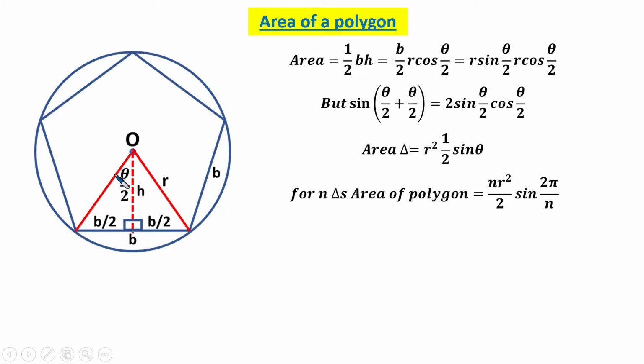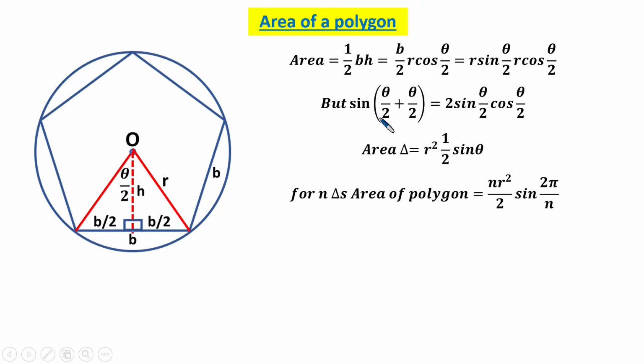Suppose this angle is theta by 2. Since sine theta by 2 is opposite upon hypotenuse r, and the opposite side is b by 2, I can write that b by 2 is equal to r times sine theta by 2, because sine theta by 2 is b by 2 by r. So I can move the r here. Just freeze it and go through it. It is very simple. You will understand.